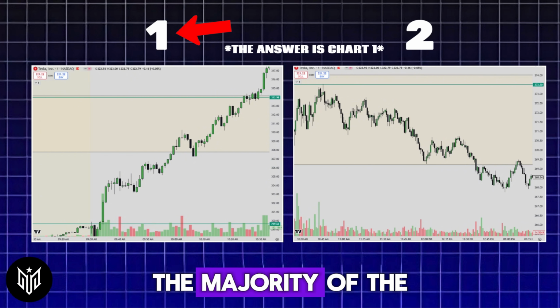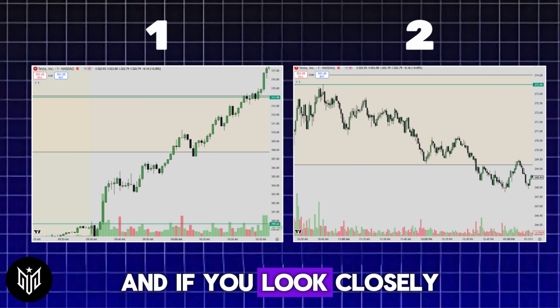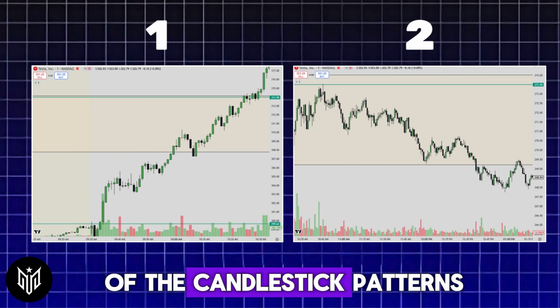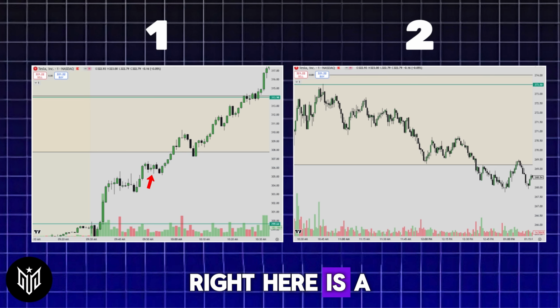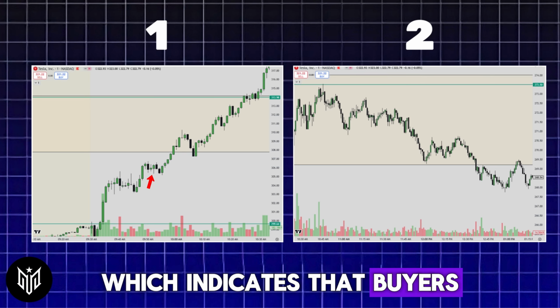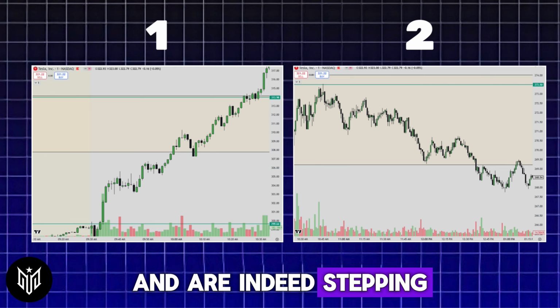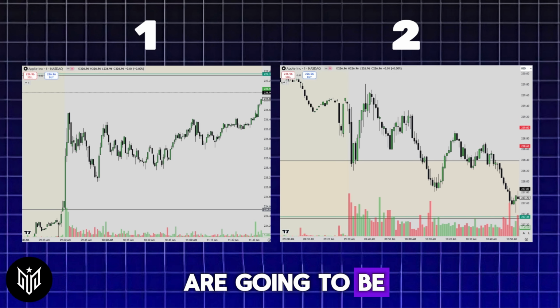As you can see, the majority of the candlesticks are green, and if you look closely, you can see some of the candlestick patterns I was talking about. Right here is a hammer stick candle, which indicates that buyers are in control and are indeed stepping in at this level. The next chart we are going to be looking at is Apple.